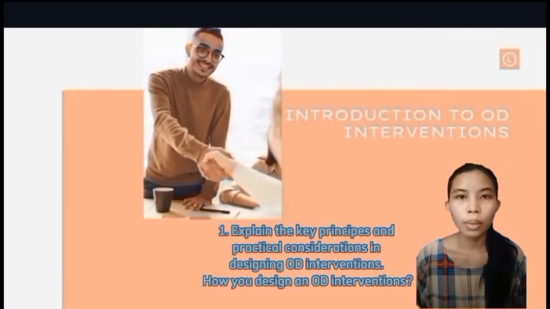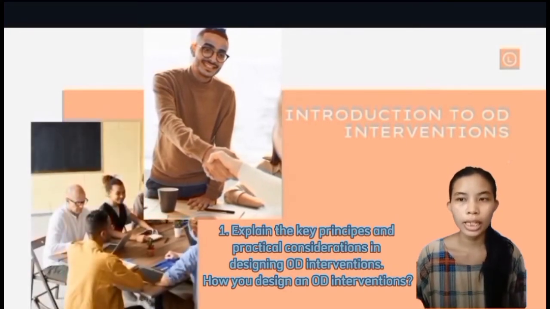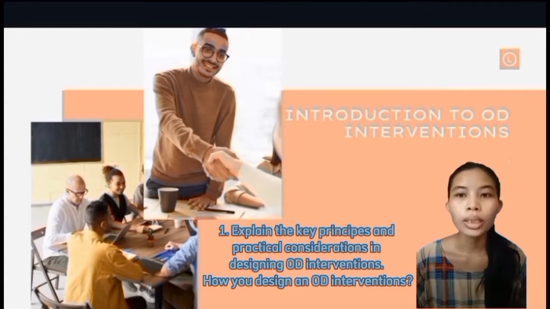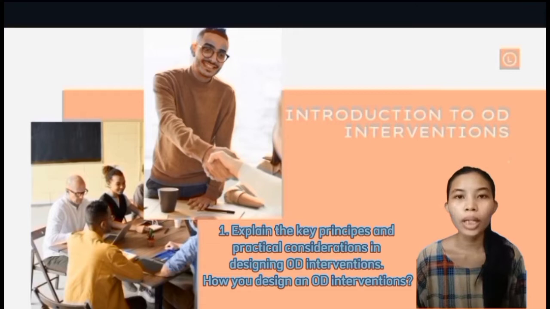Explain the key principles and practical considerations in designing OD interventions. How do you design an OD intervention? The key principles of OD intervention and practical considerations are intended to improve organizational functioning, address pressing problems, or anticipate future changes and ensure organizational health and sustainability.